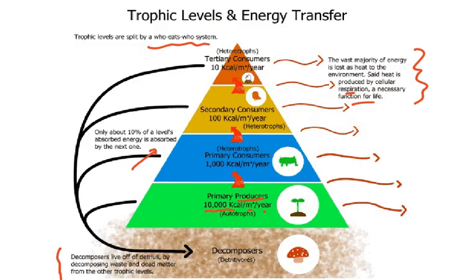So, trophic levels are split by a who eats who system. So, heterotrophs now have only 10 kilocalories meter square per year. So, decomposers, of course, are right at the bottom where any of these organisms will die, then they'll be decomposed by the bacteria and fungi.